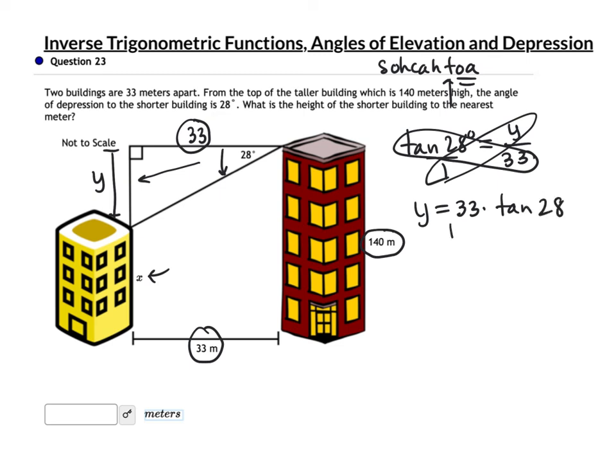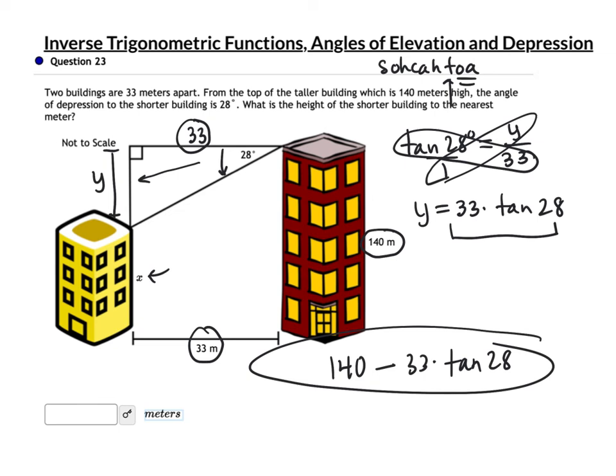And we don't need to plug this in and round it. What we're going to do is take that y and subtract it from 140. Our answer will be 140 minus that y, which is 33 times the tangent of 28. Plug this into Desmos, and that will be the answer. Desmos is telling me that this is to the nearest meter. We're rounding to the nearest whole number.